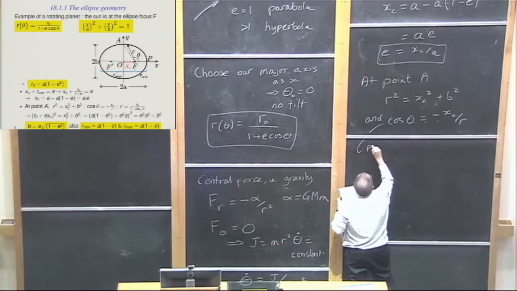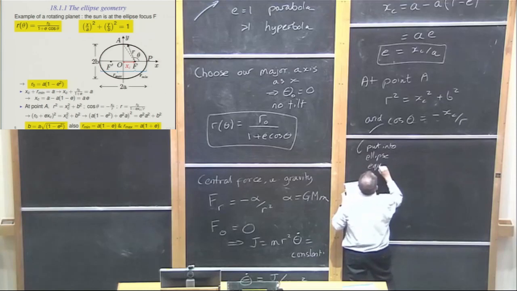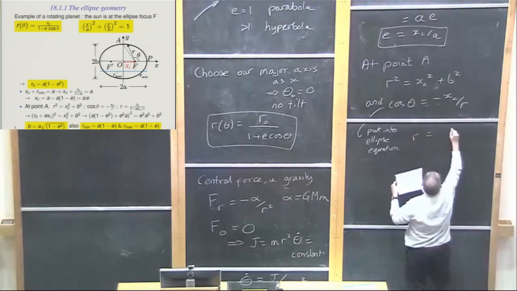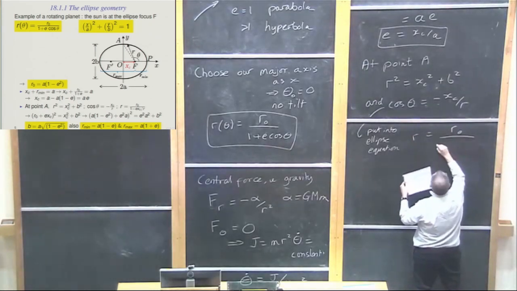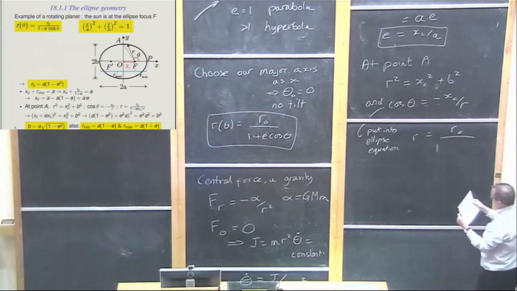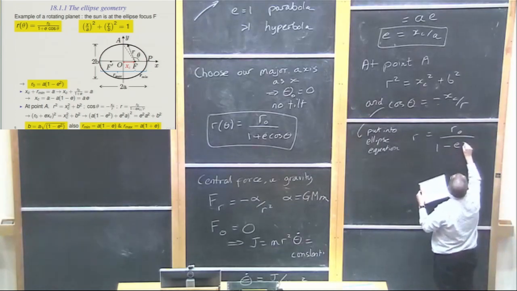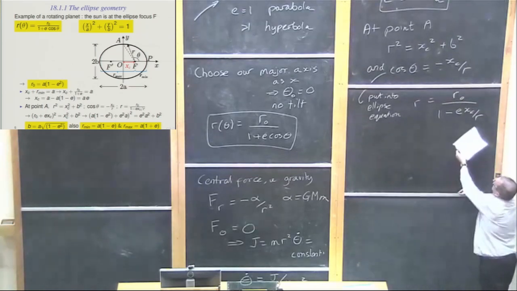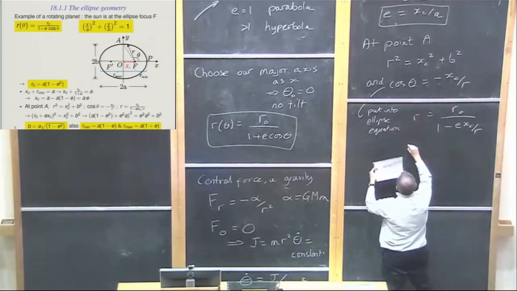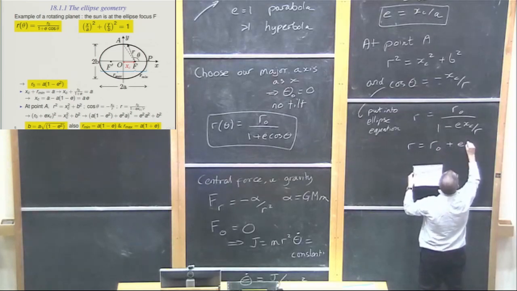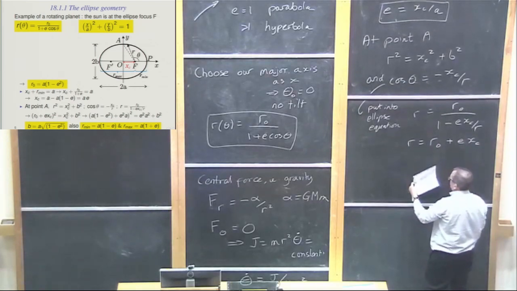Okay. So let's put this into the ellipse equation, because the ellipse equation involves cosine theta. So that gives me r equals r0 over 1 plus e cosine theta. So I get minus e xc over r. So if I multiply through, this then tells me that r equals r0 plus e xc. Okay.